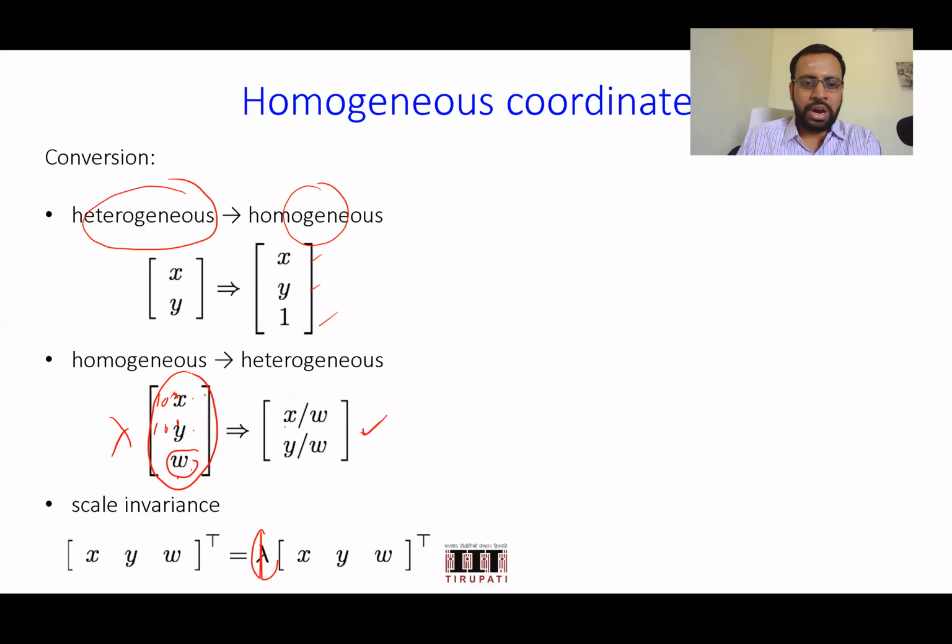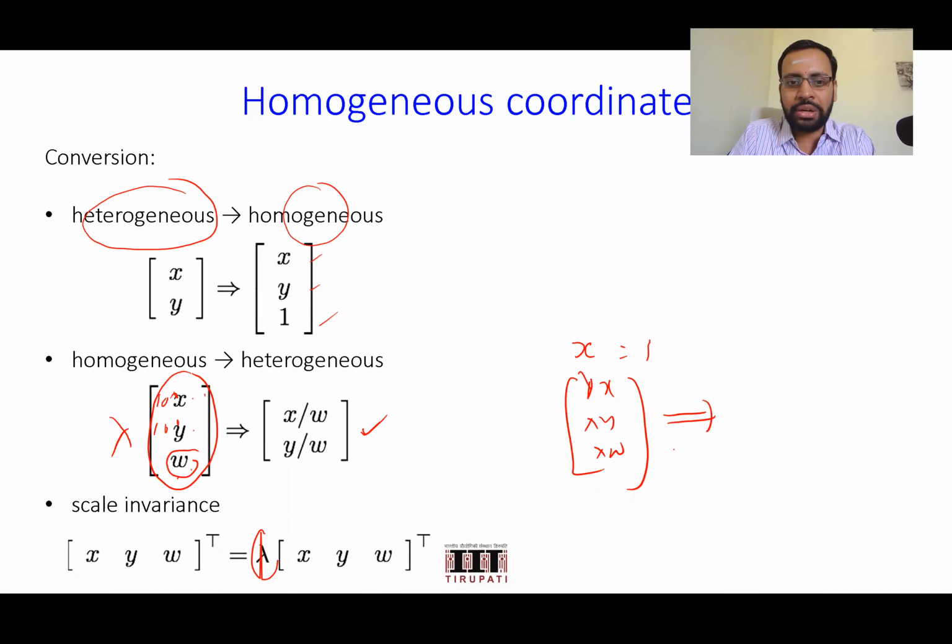Yeah. All it is saying is, suppose I have x, y, w. Instead of taking x, y, w there, I am taking lambda times x, lambda times y, lambda times w as a result. Now from this 3D vector, I want to get the 2D point. So how do I get the point here? That would be equal to lambda x by lambda w, lambda y by lambda w.